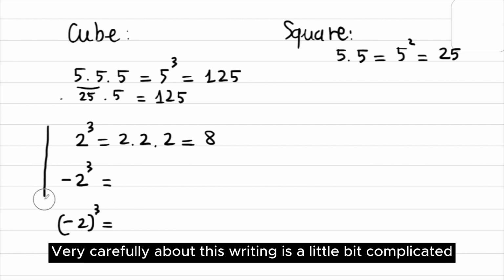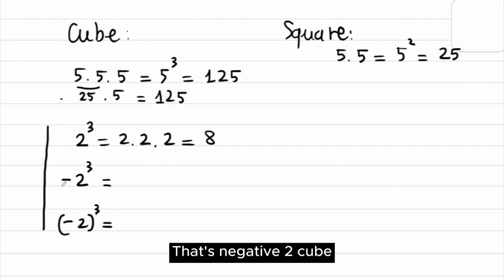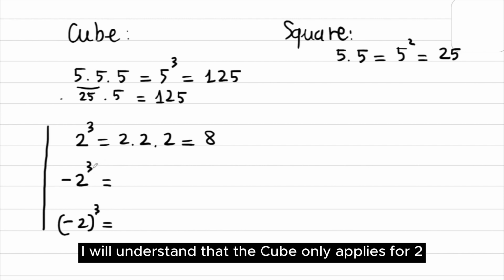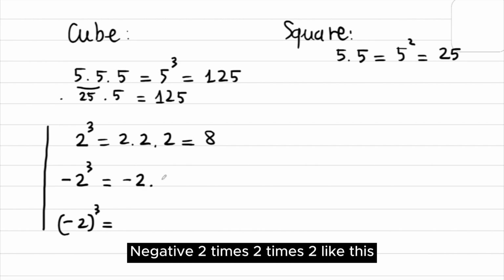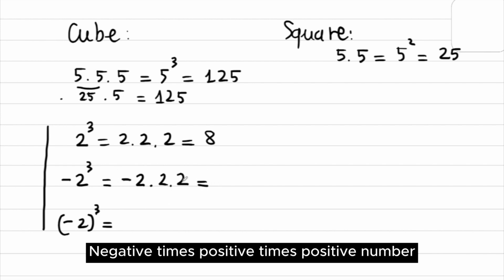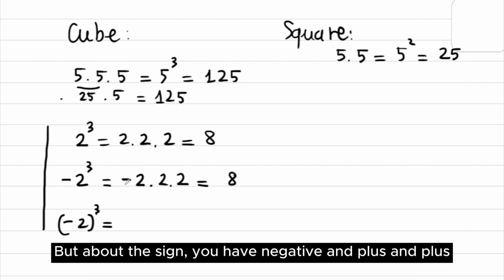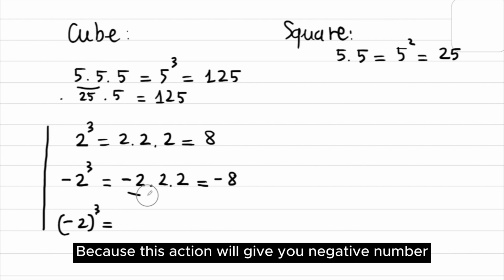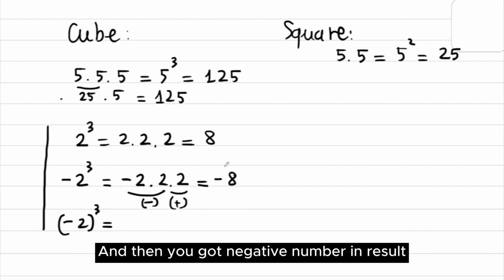Be very careful about this writing, it's a little bit complicated. For the first writing, you have no bracket, that's negative 2 cubed, and this cube only applies to the 2. So my writing is negative, 2 times 2 times 2. 2 times 2 times 2 is 8, but about the sign, you have a negative and a positive, so the result is a negative number, because a negative number multiplied by a positive number gives a negative number.